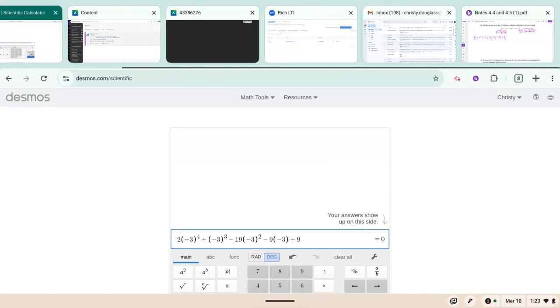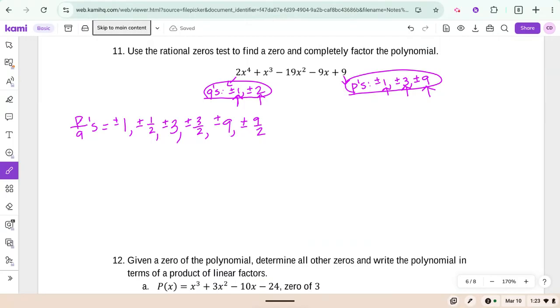x to the 4th. Okay, so the ones that worked were x equals, the first one I found was negative 1. The next one I found was a half. The next one I found was 3, and then also negative 3. And again, that's 4. I know that's all there is because of that.